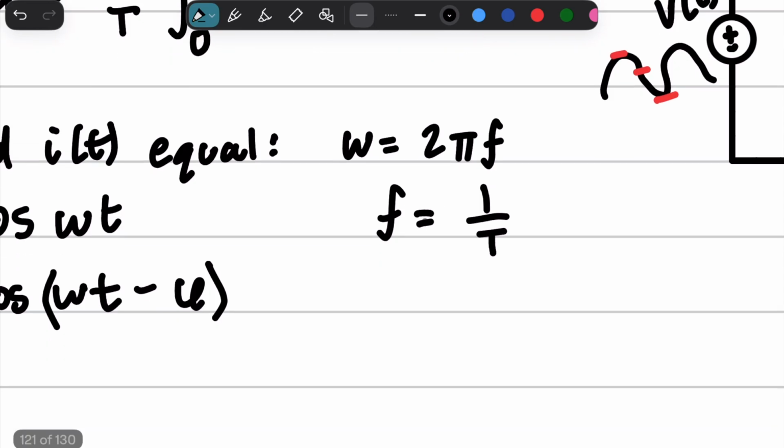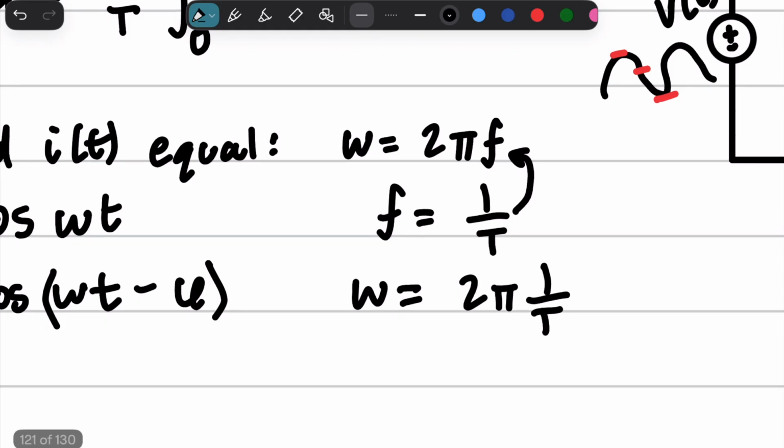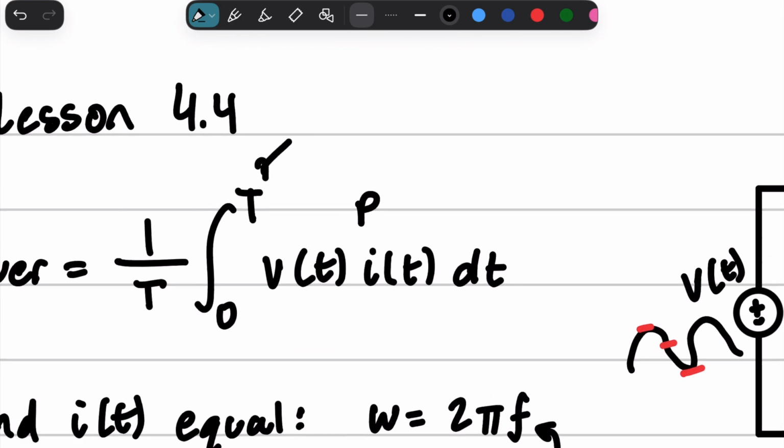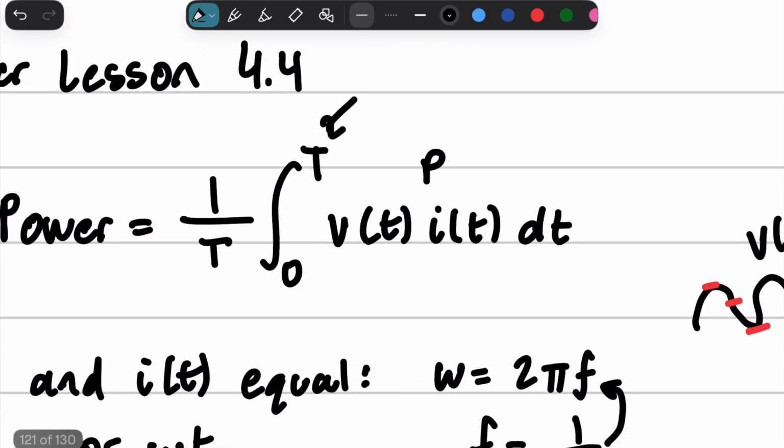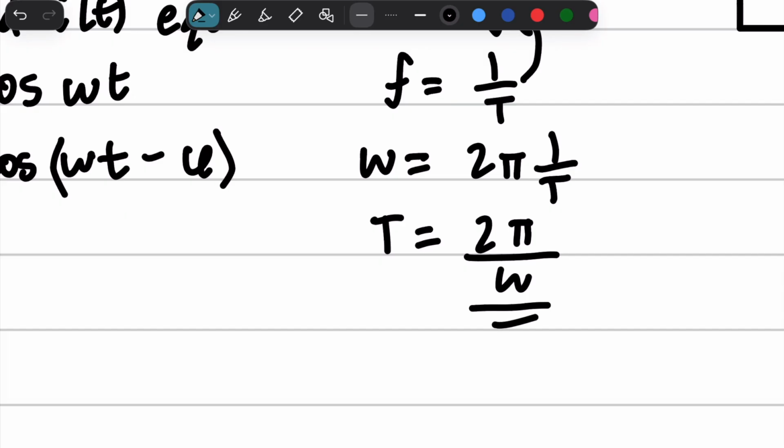And so we are going to put 1 over T into this. So it's omega equals 2 pi times 1 over T. And so T is equal to 2 pi over omega. So that's what our T is going to be. But we've chosen to use T for the period so that we don't have to write this all the time.